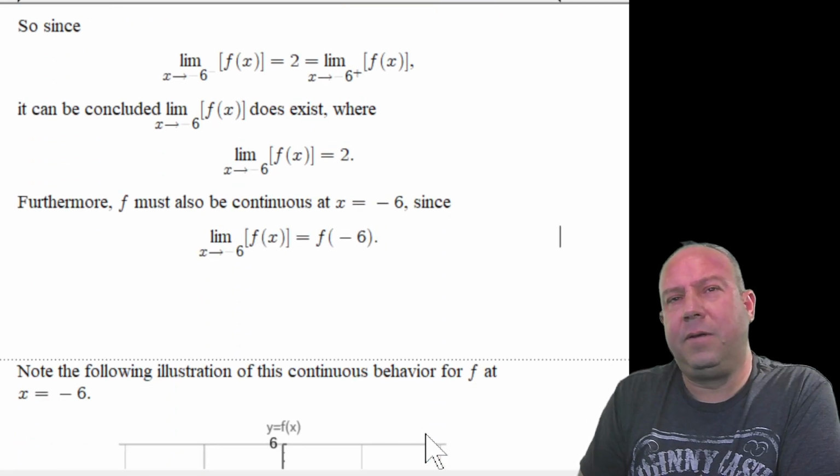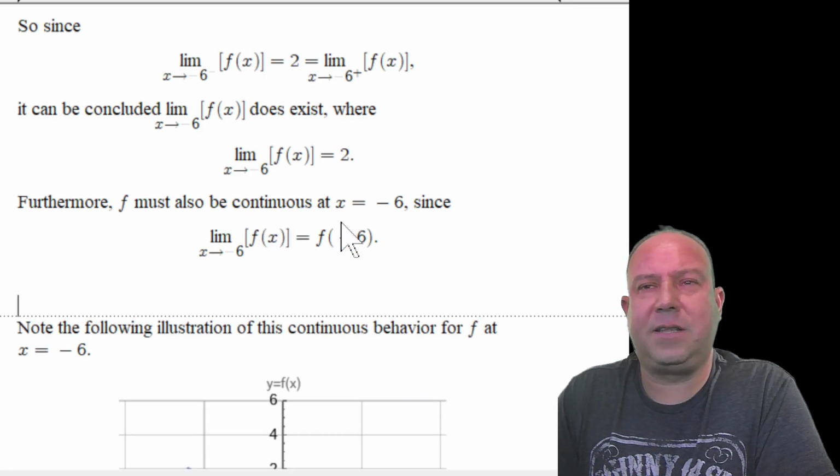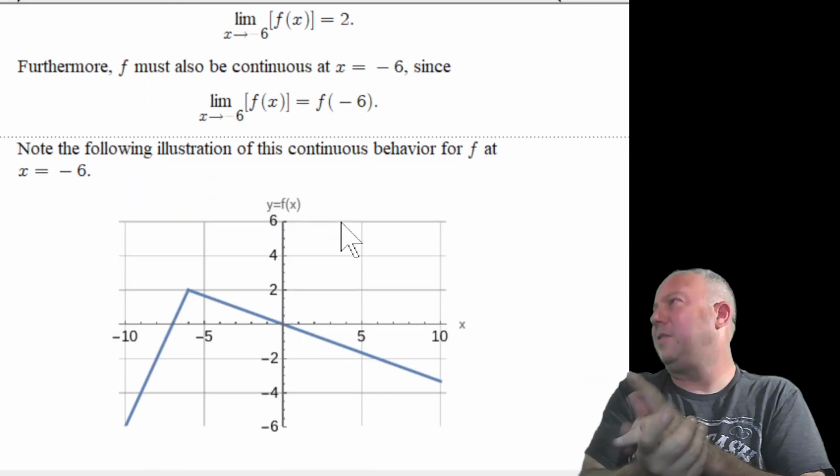Right? And I take note, it must also be continuous at -6. My apologies on that sound. It's the word program here. Oh, we're at the end.